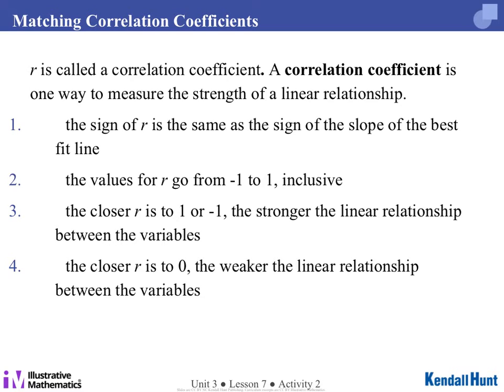When we look at this correlation R, the R value or the R letter is called the correlation coefficient. A correlation coefficient is one way to measure the strength of a linear relationship. The sign of R is the same as the sign of the slope of the best fit line. The values for R go from -1 to +1 inclusively, and the closer R is to 1, the closer it is to a positive correlation or a positive slope. The closer it is to -1, the stronger the linear relationship, which would be a negative slope. The closer R gets to 0, the weaker the linear relationship between the variables will be.